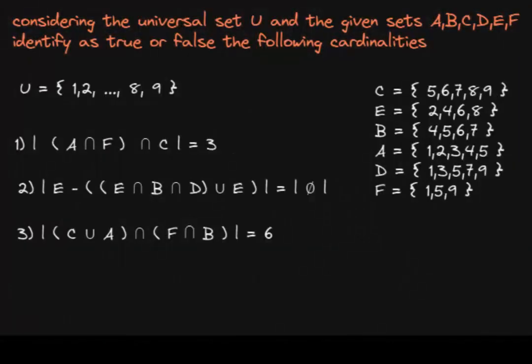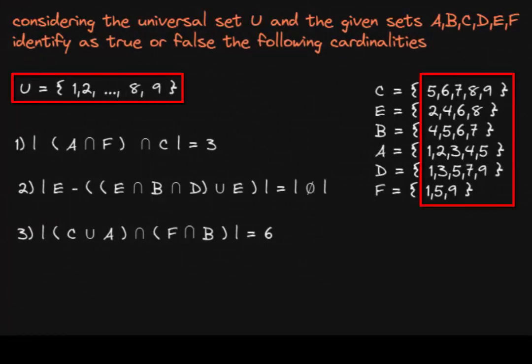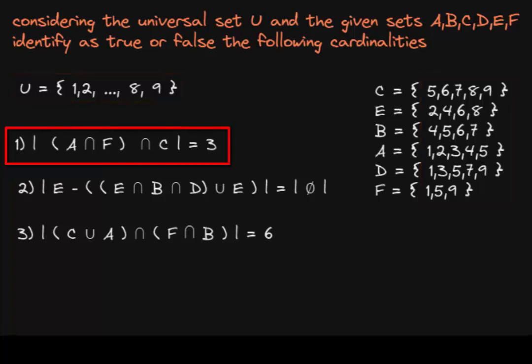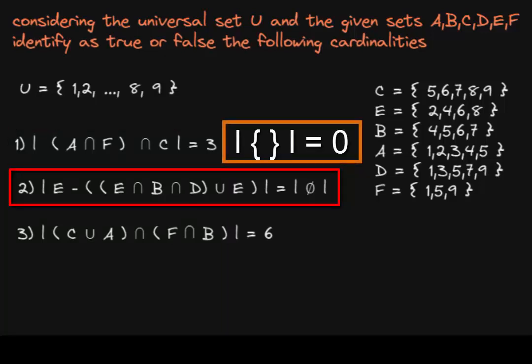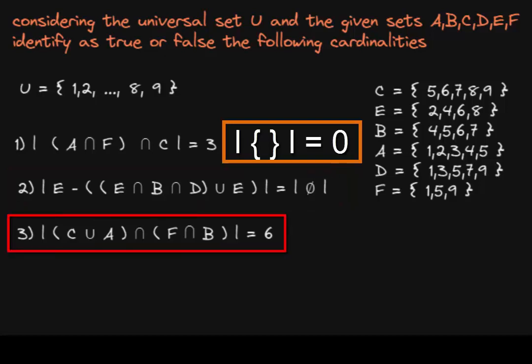Next question. Given this universe, identify as true or false the following cardinalities. First, the size of this resulting set is 3. Second, after these operations are done, the size is equal to the empty set cardinality, that is 0. Third, the resulting set size equals 6.